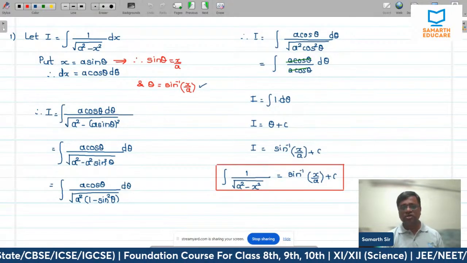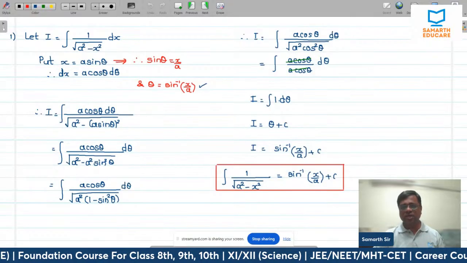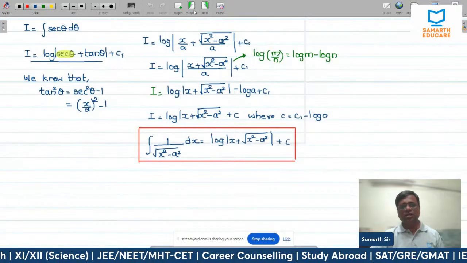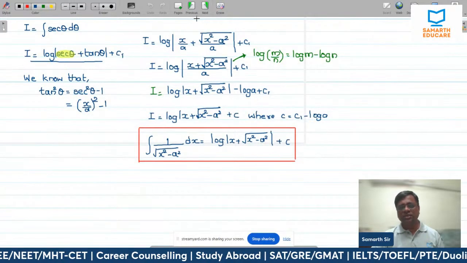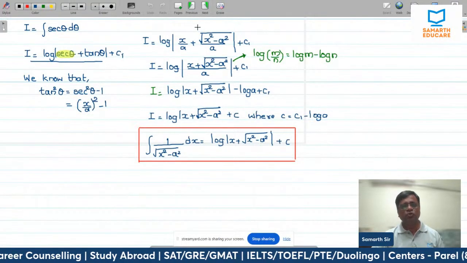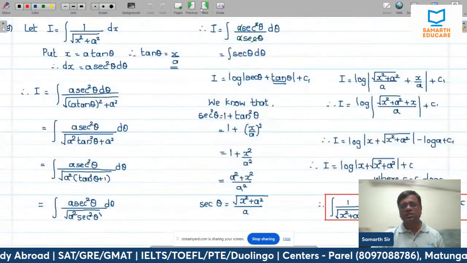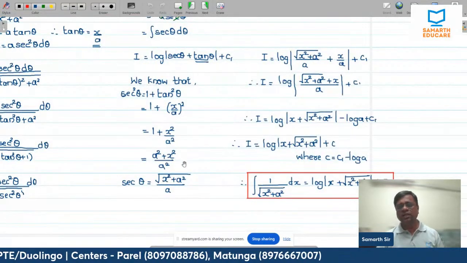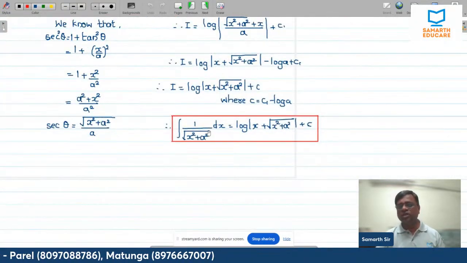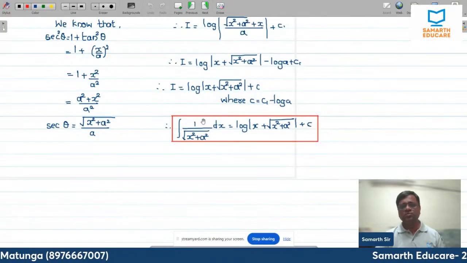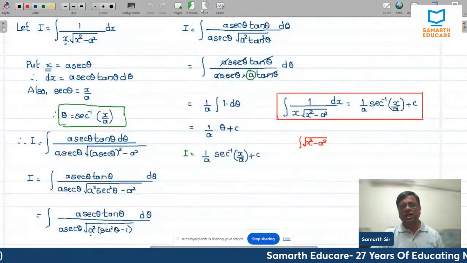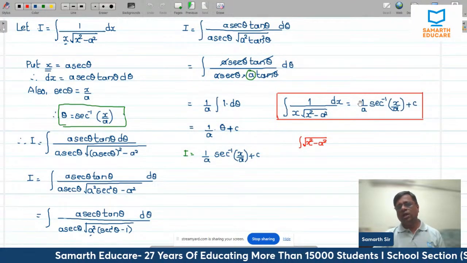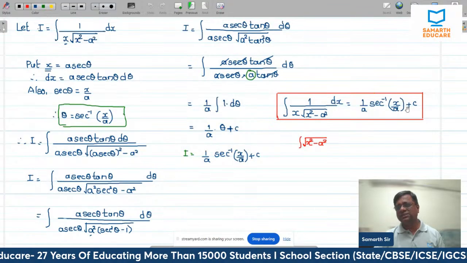So remember, the first one is 1 upon root of a square minus x square. The integration is sine inverse of x upon a plus c. The second one is 1 upon root of x square minus a square. The integration is log of x plus root of x square minus a square plus c. The third one is 1 upon root of x square plus a square, and the integration is log of x plus root of x square plus a square plus c. And the fourth one, 1 upon x into root of x square minus a square, 1 upon a sec inverse x upon a plus c.